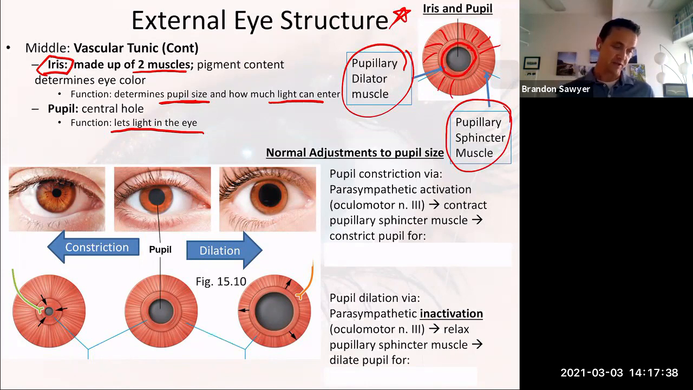The important part to understand here is the one that we're typically using is this one in the middle, and that one is controlled by your parasympathetic nervous system. When it contracts, it squeezes down and lets less light in, and when it relaxes, it opens up and lets more light in. So when we want to let less light in, we constrict the pupil by using our parasympathetic nervous system, using our oculomotor nerve. We cause that contraction of the pupillary sphincter muscle.